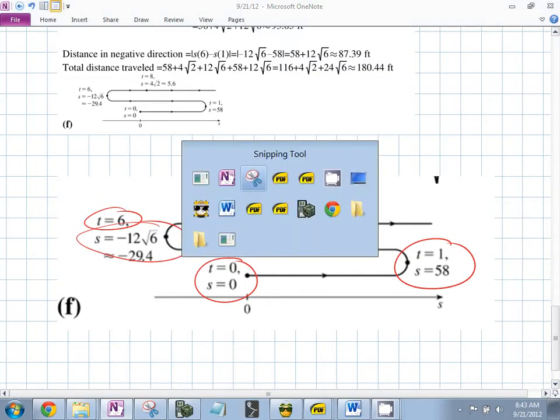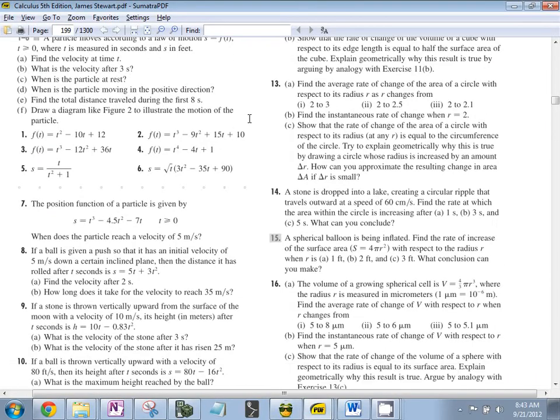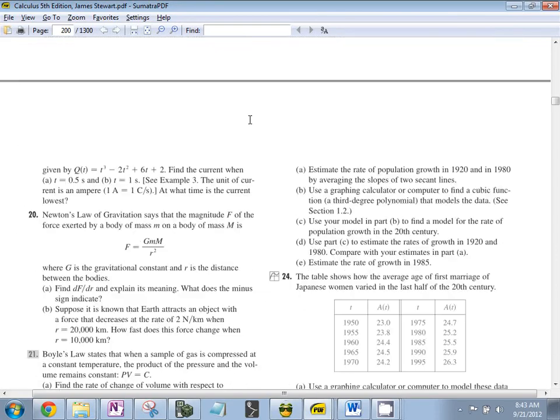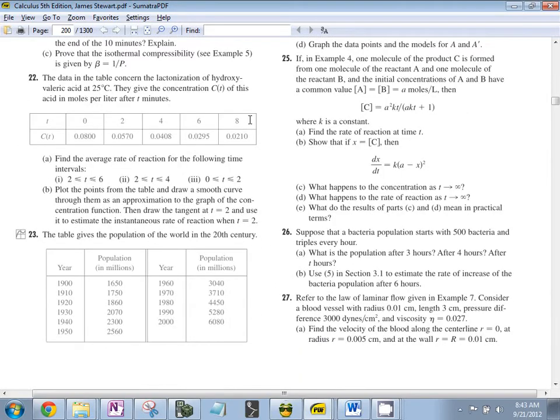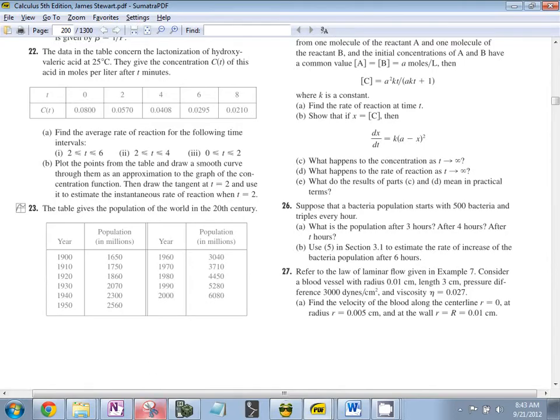Okay, any others from the homework? Anything else? 26? Yeah. Okay, cool.